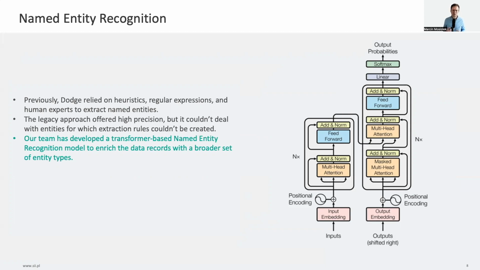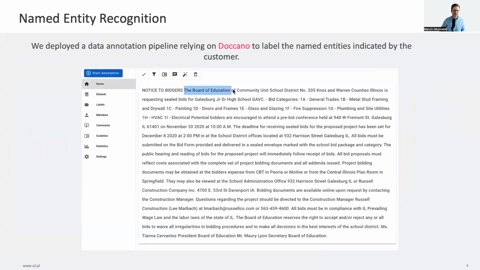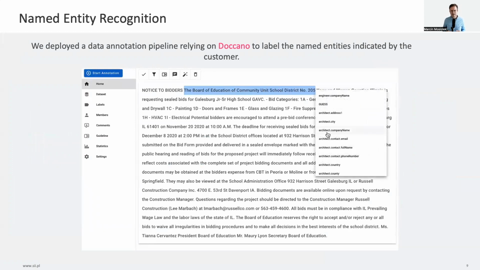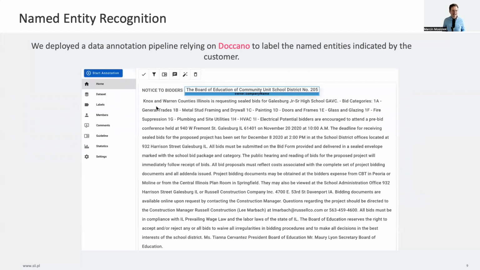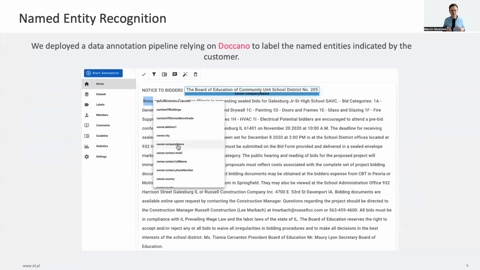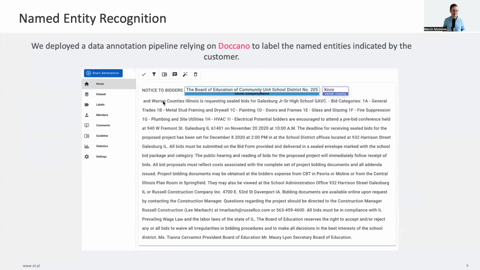Therefore, we decided to build a transformer-based NER to enrich the data records with new dimensions. To construct a reliable training data set, we deployed a data annotation tool called Doccano. I really have no idea how to pronounce it correctly. It's a simplistic, easy to deploy and configure tool, and it's trivial to use. As a user, you can simply highlight text and select the corresponding label, just as you can observe on the attached video.